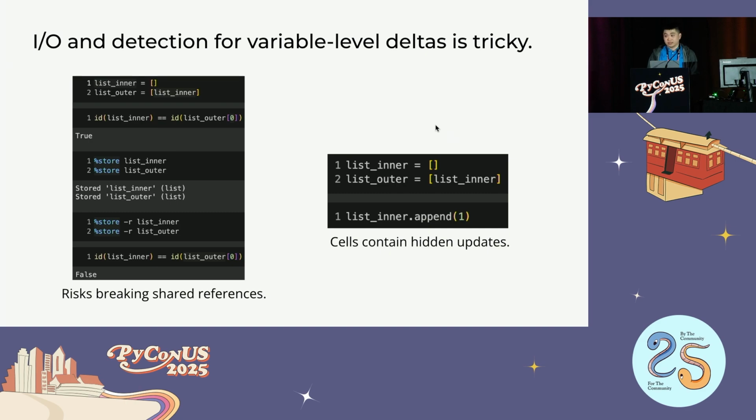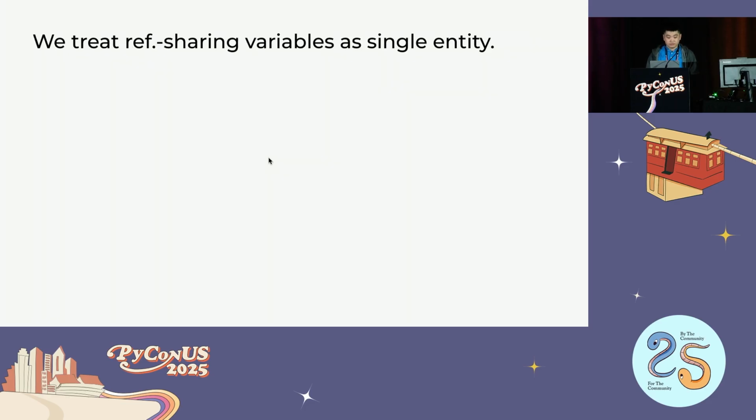So we clearly wanted a granularity that was easier to work with. And our intuition for choosing such a granularity was basically based on how we can correctly store this pair of lists that share a reference. It turns out that the solution is actually quite straightforward.